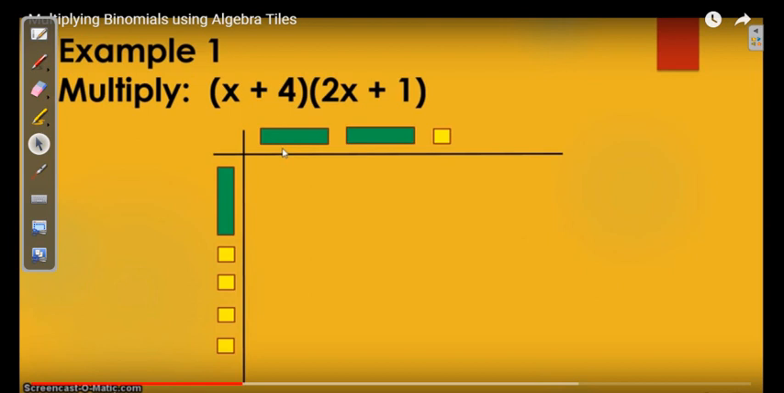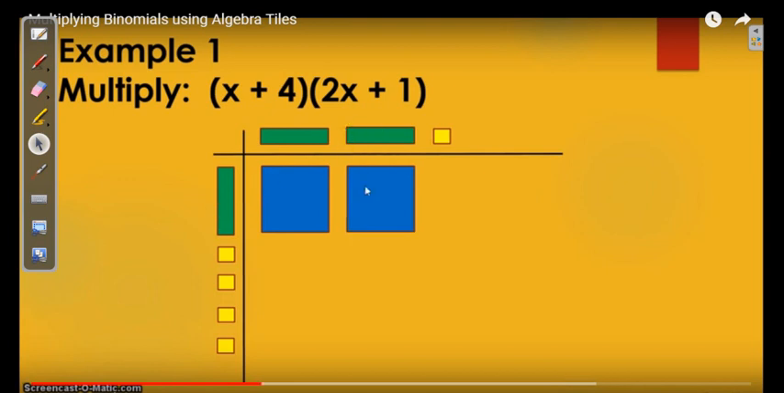And then for the other one, which is the 2x plus 1, you have 2 of the x's and 1 tile. And now remember that we are multiplying them. So we're going to multiply the vertical by the horizontal. So we're going to do the multiplication: the term times outside. X times x gives me x squared. X times x, x squared.